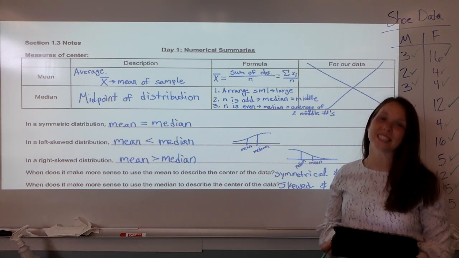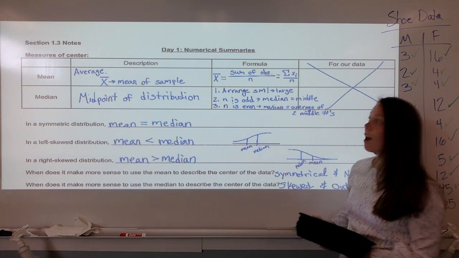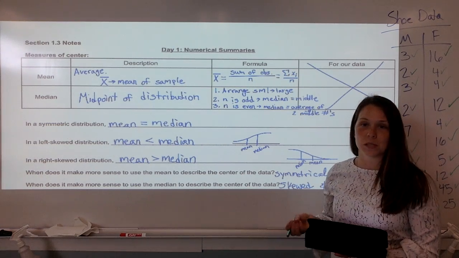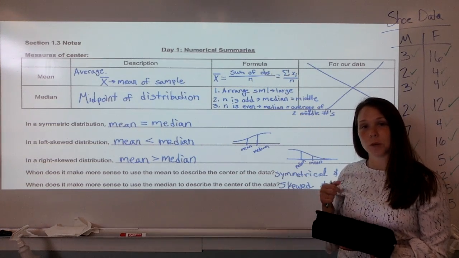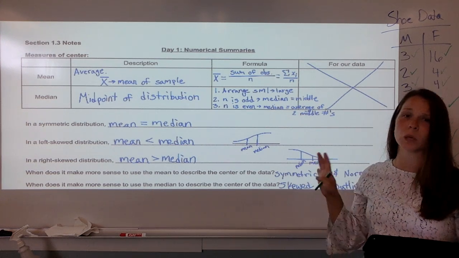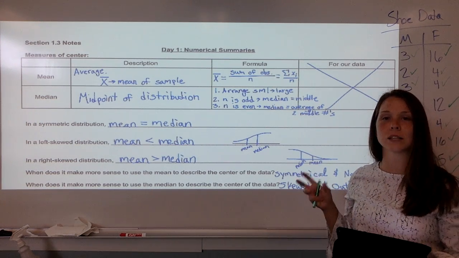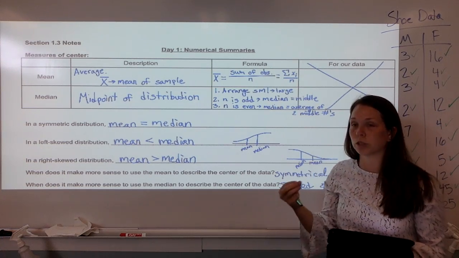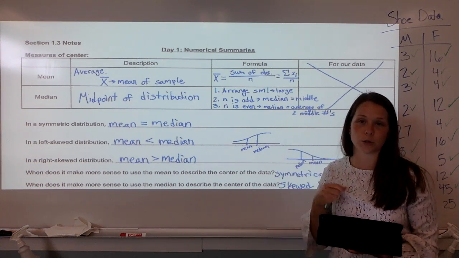Welcome, ladies and gentlemen, to section 1.3. So today we're going to take a look at some specifics of how we calculate different measures of center and when we use mean versus median and how it's affected when we have a distribution that's symmetric or left skewed or right skewed and all of that stuff.